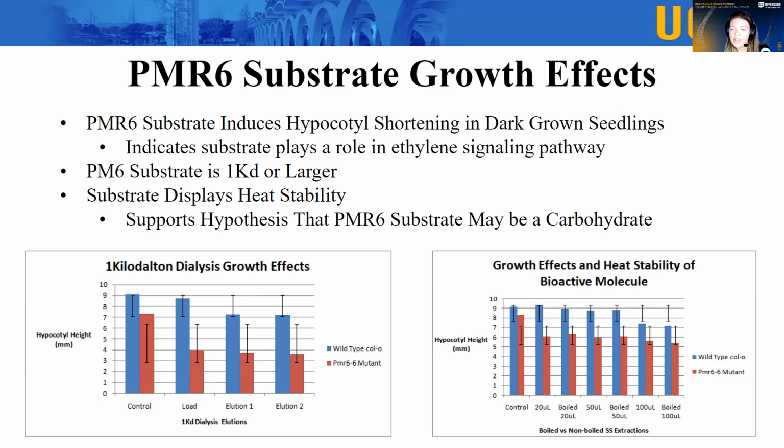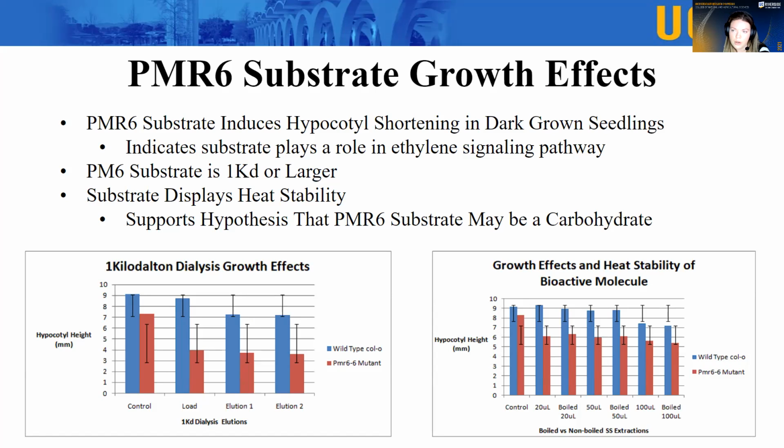So we've taken the Pmr6 substrate from the Pmr6 mutants and applied it to wild type and Pmr6 mutant plants to see how the substrate changes hypocotyl growth. What we see is that we can induce hypocotyl shortening in the wild type plant. We've also purified the Pmr6 substrate and shown that it is larger than 1 kilodalton. We've also shown that the Pmr6 substrate displays heat stability.